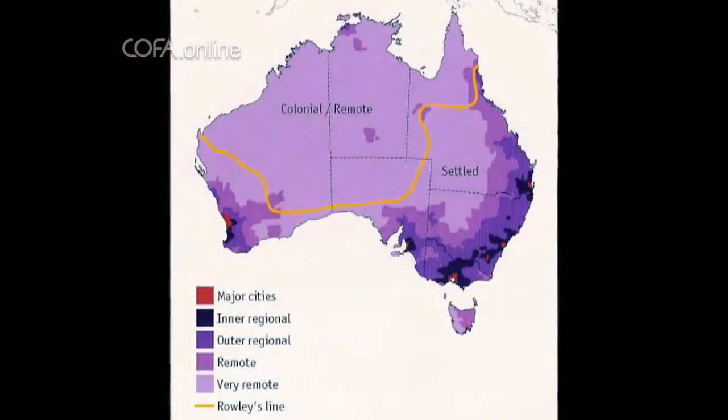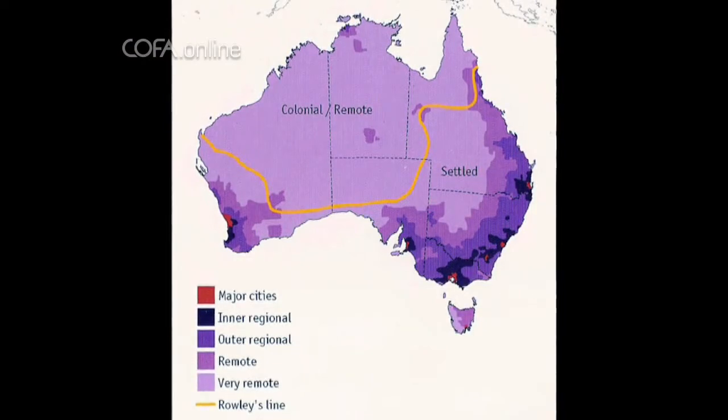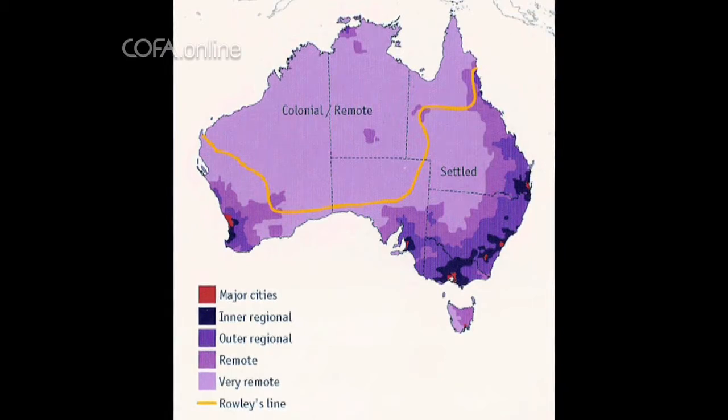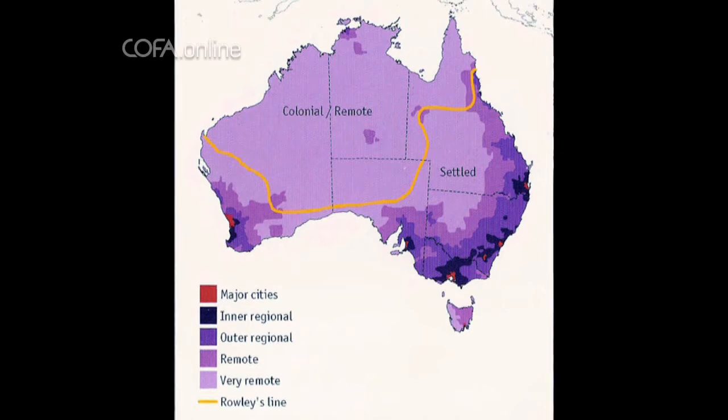The Rowley line was created by Professor Charles Rowley, professor and author, and at one time chairman of the now defunct Aboriginal Land Fund Commission. He died in the mid-1980s. What he did is he drew this line across Australia, and above the Rowley line is all the colonial remote area, and below is the settled regions, as he called them. That's been a problem for Aboriginal people ever since he drew that line.